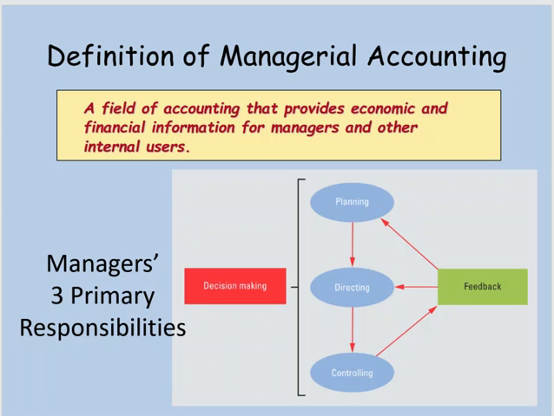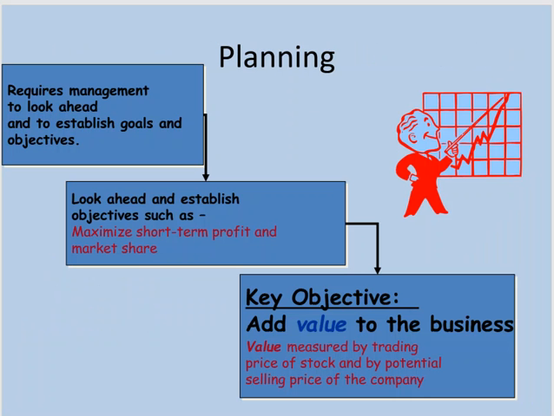To understand the kind of information that managers need, let's look first at their primary responsibilities. Managers have three primary responsibilities you can see here. They have planning, directing, and controlling, and then integrated throughout all of those is decision making, which is identifying alternative courses of action and choosing among them. Let's take a closer look at each one of those. So planning, quite simply, involves setting goals and objectives for the company and determining how best to go about achieving them.